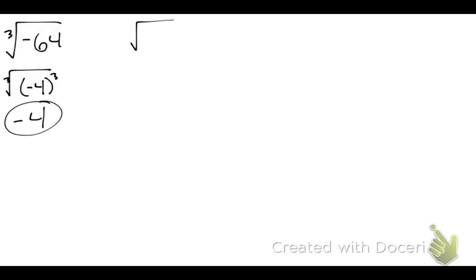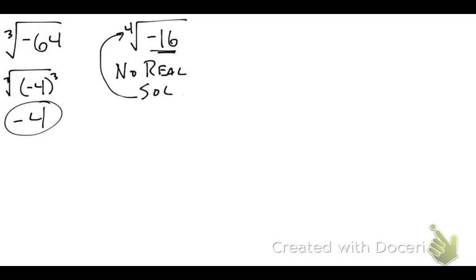But if we had the fourth root, excuse me, of -16, this is no real solution. It's no real solution because the index is an even number and the radicand is negative. That's always the case. There's no real solution. And the reason is that 2 to the fourth is 16 and -2 to the fourth is also positive 16. There's no number that you can multiply an even number of times and get a negative number.